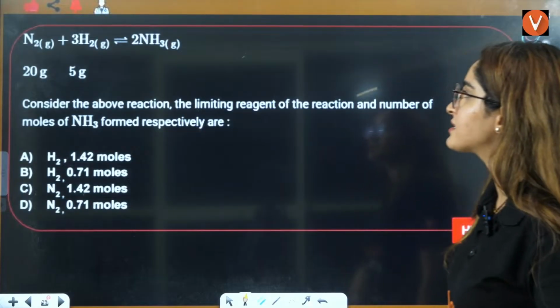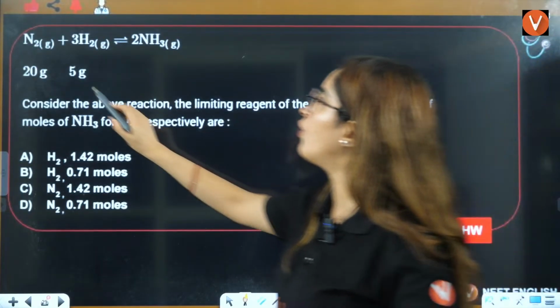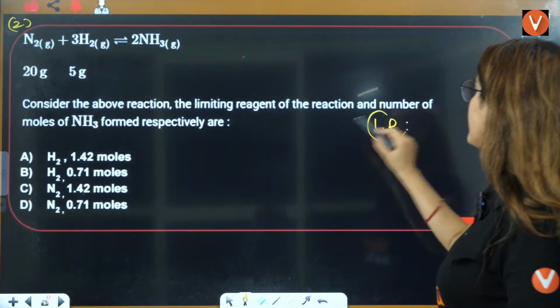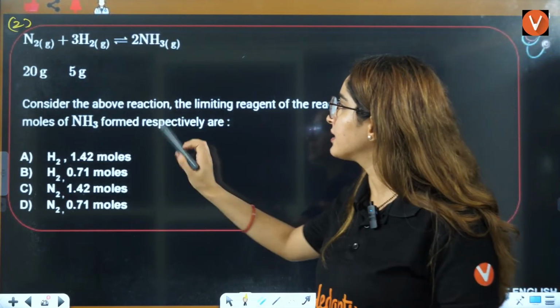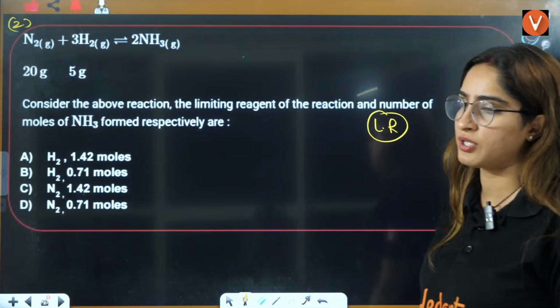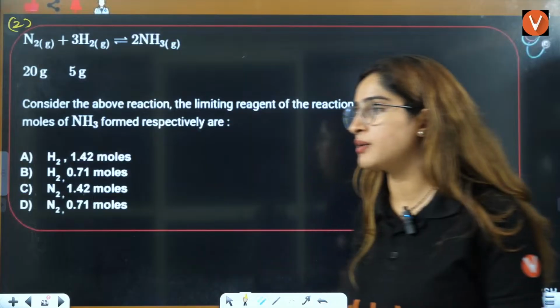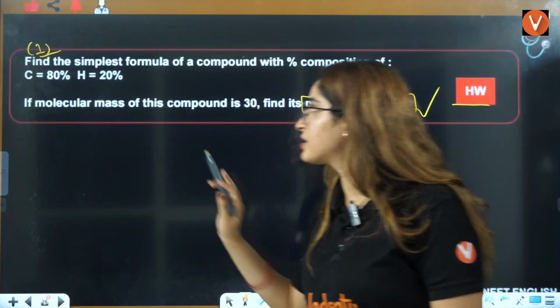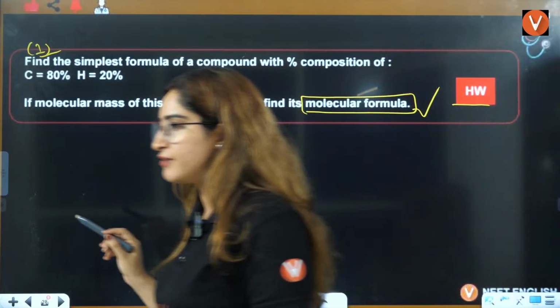Then next, this is the second question for your homework, based on limiting reagent. Consider the above reaction: find the limiting reagent of the reaction and the number of moles of NH3 formed. So this is a question based on limiting reagent, and you have to answer me this. The first one is a question based on empirical mass and formula.